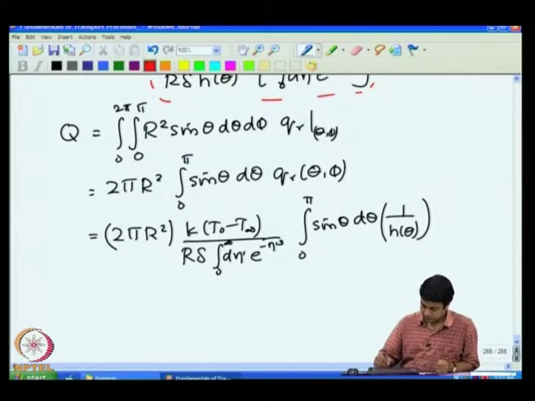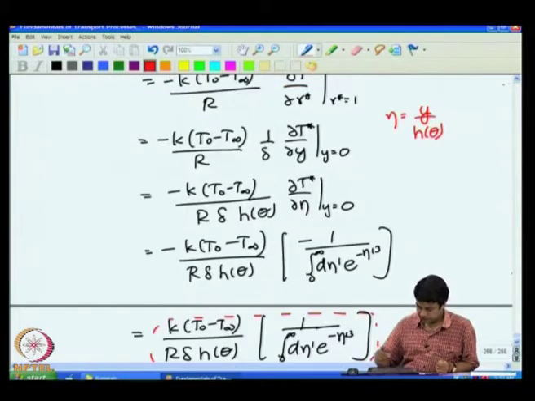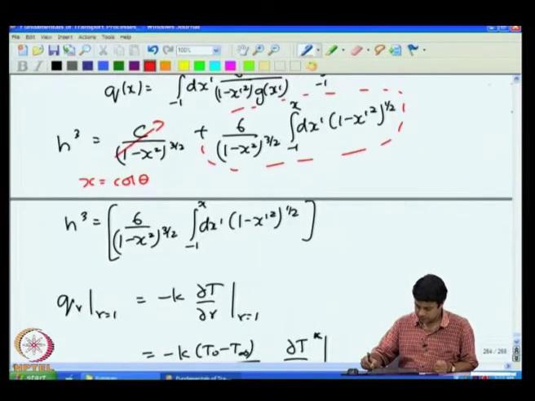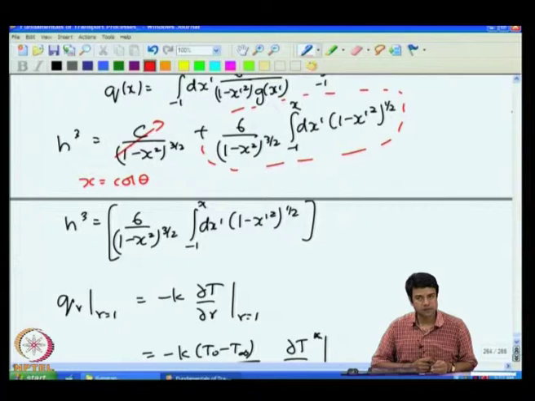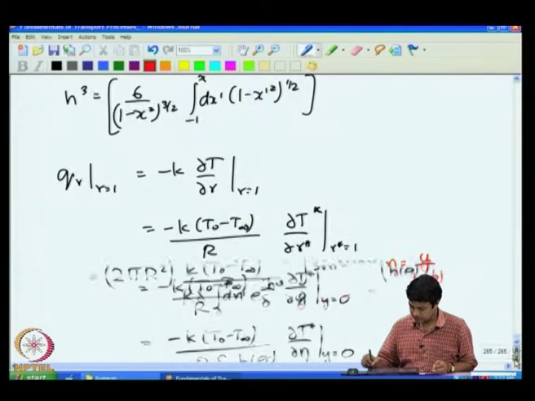So, I have a functional form for this h of theta. Okay. It is a complicated form. It is expressed in terms of an integral. Here h cubed is given by this. So, it is expressed in terms of an integral, but I do have an analytical form, and I can solve for this in order to get the solution for the heat flux.